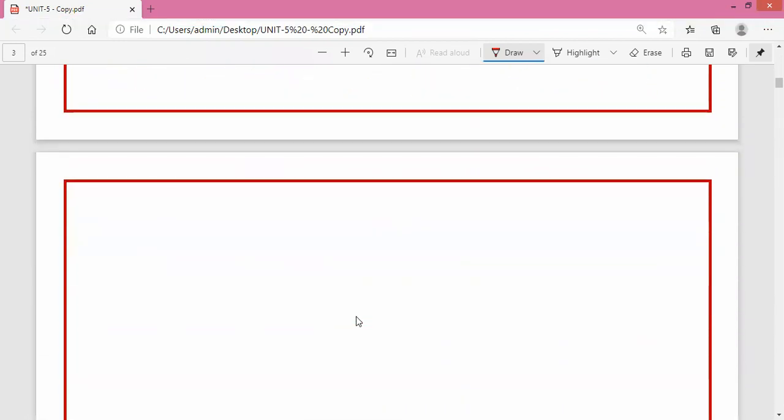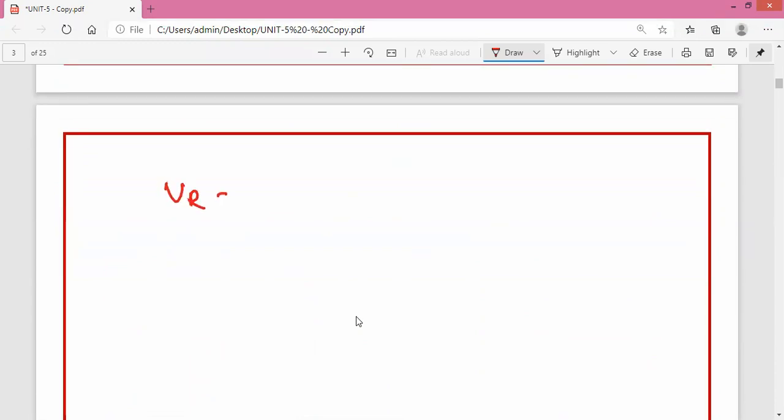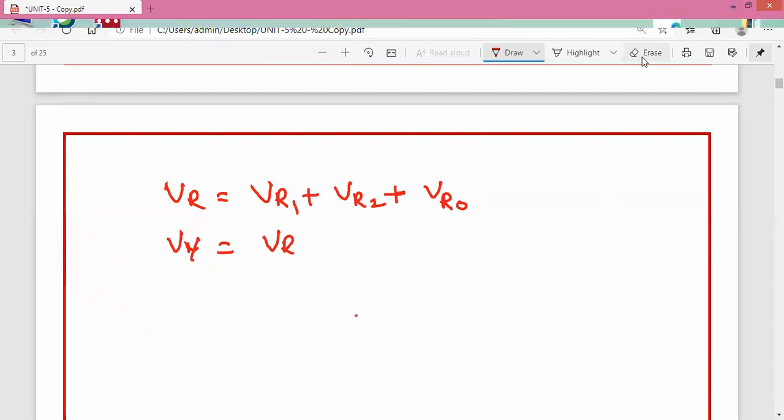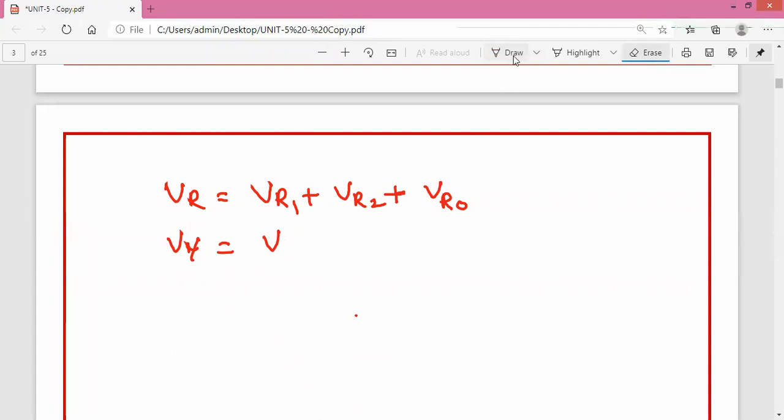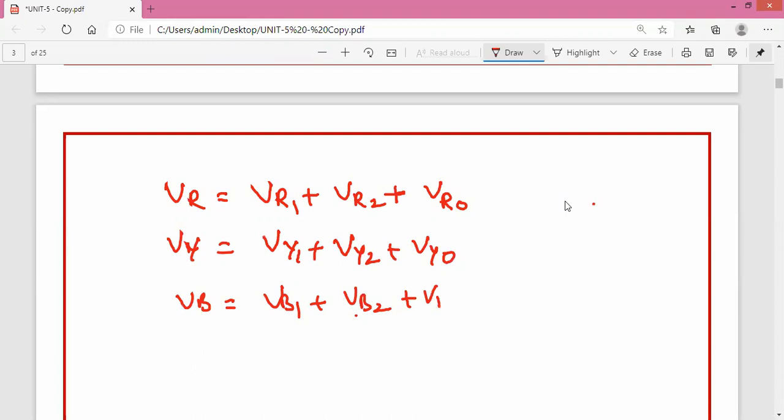Just now we have discussed this. Let us take a voltage unbalanced parameter. I am representing it with a set of balanced parameters for each phase, 3 balanced parameters for each phase. So here it is VR equal to VR1 plus VR2 plus VR0, VY equal to VY1 plus VY2 plus VY0, and VB is equal to VB1 plus VB2 plus VB0.